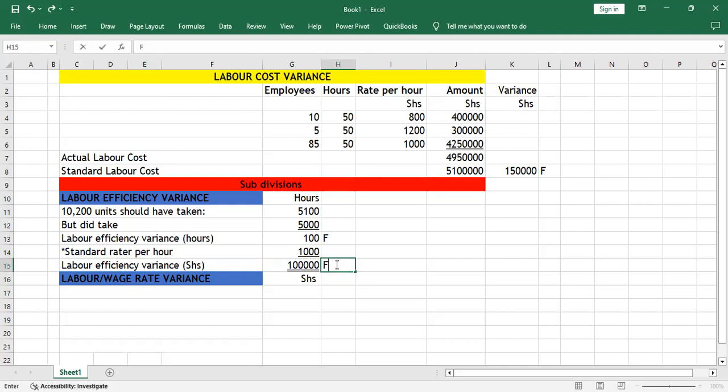You have to put a capital F to show that the variance is favorable. Then let's look at the labor, or the wage rate, efficiency variance.